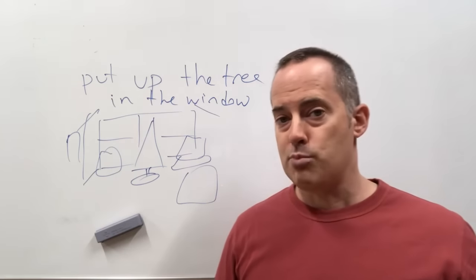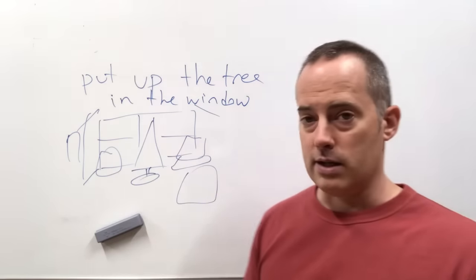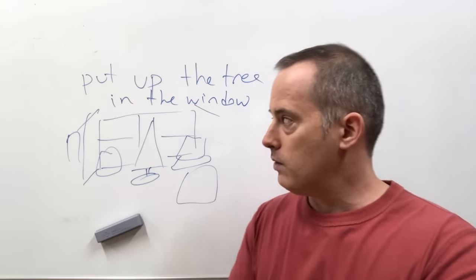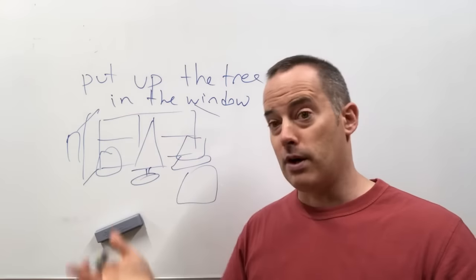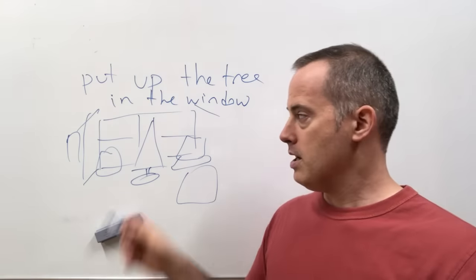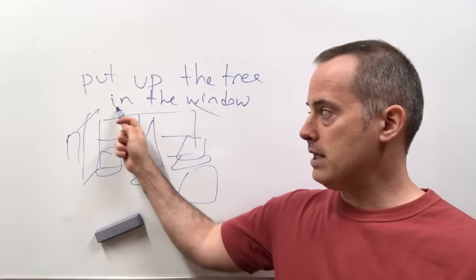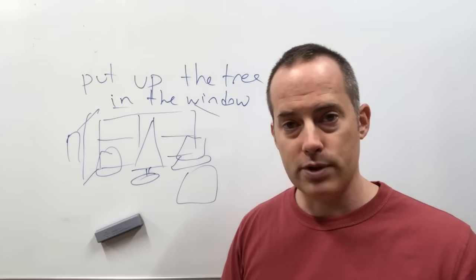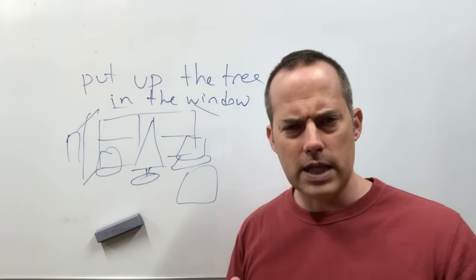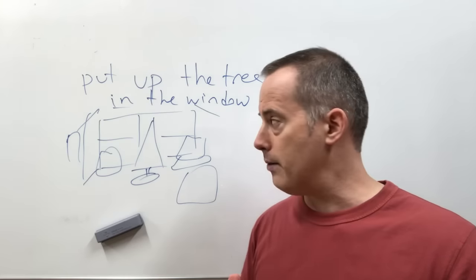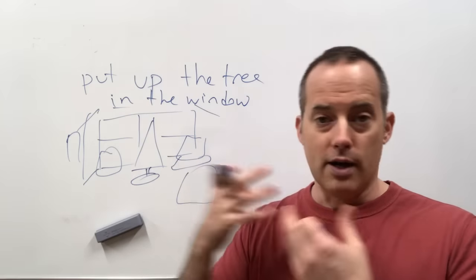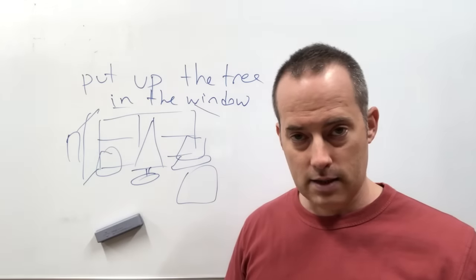Now, an adult native speaker would understand this like, oh, look at that. It's not physically inside the window. And so my younger daughter, or my older daughter, excuse me, got confused. Yes, my older daughter, Aria, was sitting with me. And I said, oh, look, you put up the tree in the window. You put the tree in the window. And when she heard that, she said, what? In? Like you put the tree in the window. And that's because for my daughter, it was a new understanding of the word in, okay?